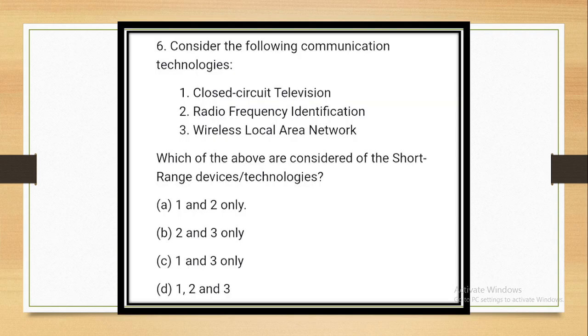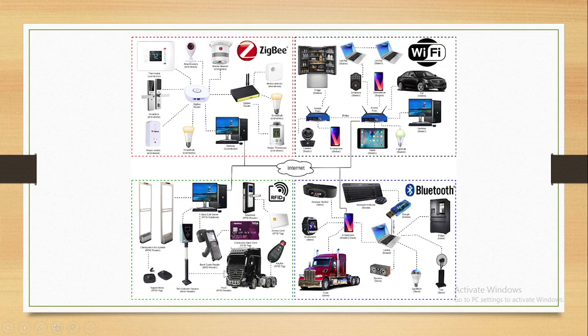Next question is this. Consider the following communication technologies: closed circuit television, radio frequency identification, wireless local area network. Which of the above are considered short range devices? All the statements are considered short range devices, all are examples of short range device technologies. So answer is option D, 1, 2 and 3.